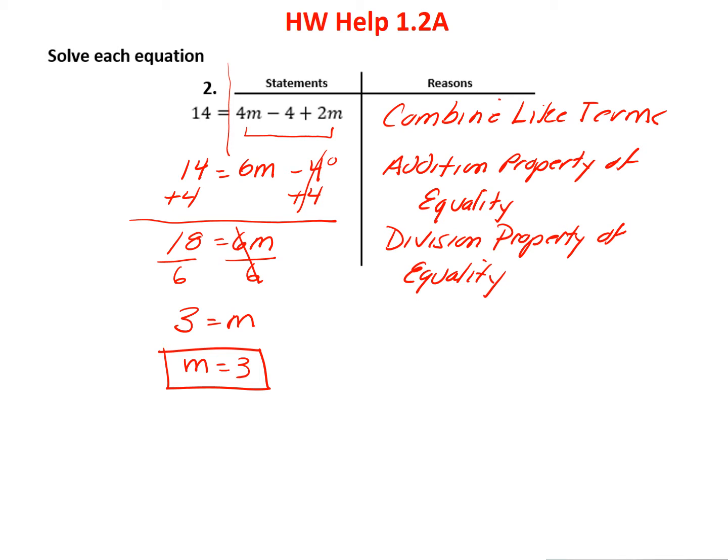Right? If you wanted to check this answer, you could again plug it in. I'm going to plug it in on the right side. I'll say, okay, 4 times 3 minus 4 plus 2 times 3. And let's see what that side adds up to. 4 times 3 is 12, minus 4, plus 2 times 3 is 6. 12 minus 4 is 8, and 8 plus 6 is 14, which is what we had there. So we know we have the correct answer.